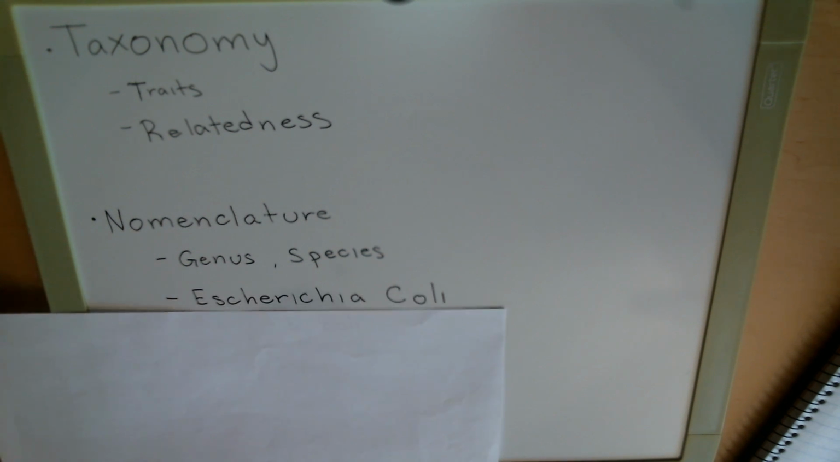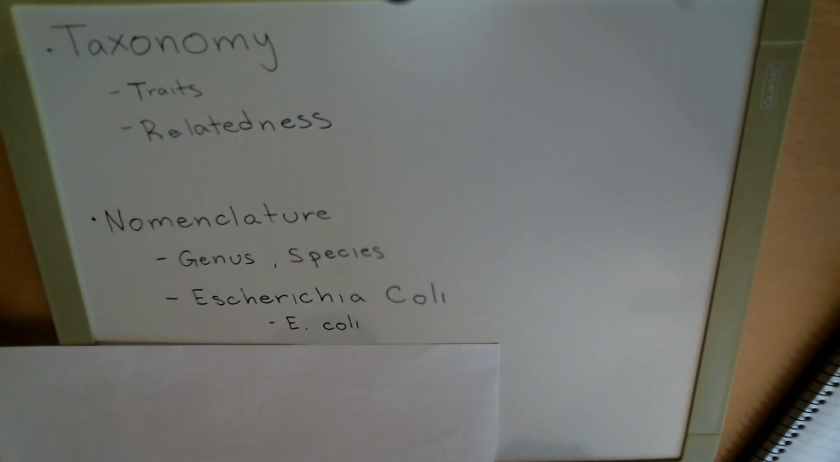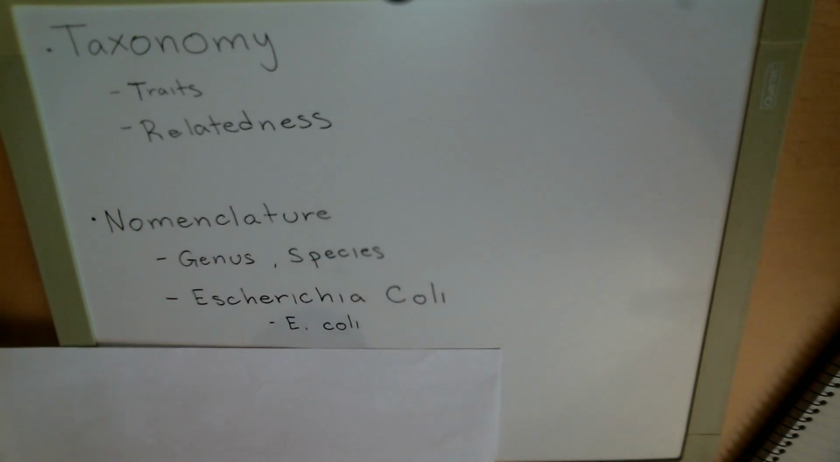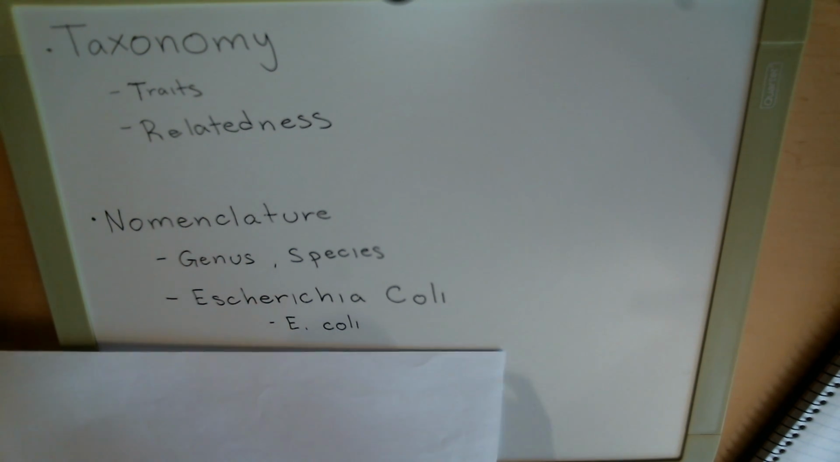The genus, say with E. coli, is Escherichia coli. Escherichia would be the genus, coli would be the species. And you've seen this shorthanded. We have here the capital E with the period followed by it, and then lowercase c for the species. And this is how you guys should always write it.